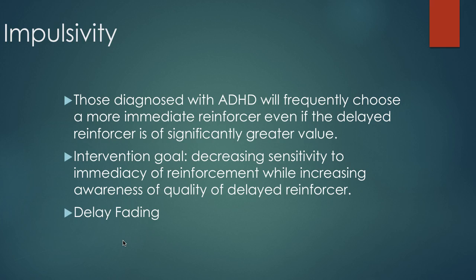The intervention goal would be decreasing sensitivity to the immediacy of reinforcement while making the individual aware of the quality of the delayed reinforcer. And you can do this through delay fading. Basically, at the beginning of the intervention, you make both the small and larger reinforcers immediately available. And as time continues and the individual picks the item of greater value, you make it more and more difficult for them to attain it. You give it to them on a more delayed basis.